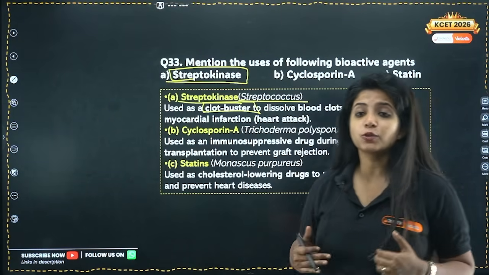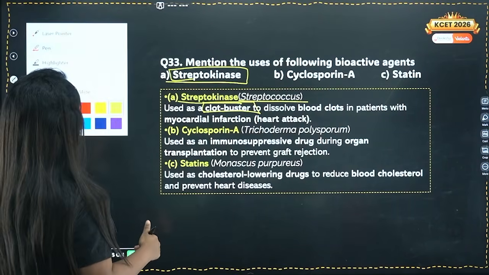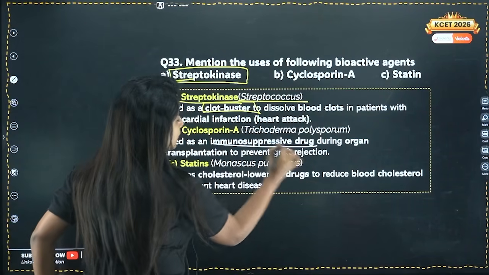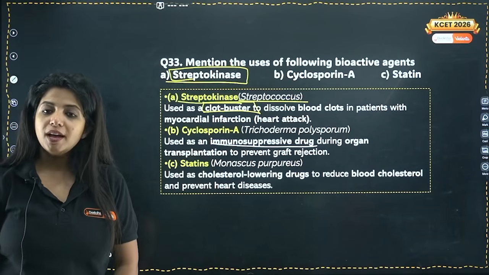So I want to suppress my immune system, which is why I would have what? Cyclosporin A, which is an immunosuppressant. You get it from a fungi, that is Trichoderma polysporum.